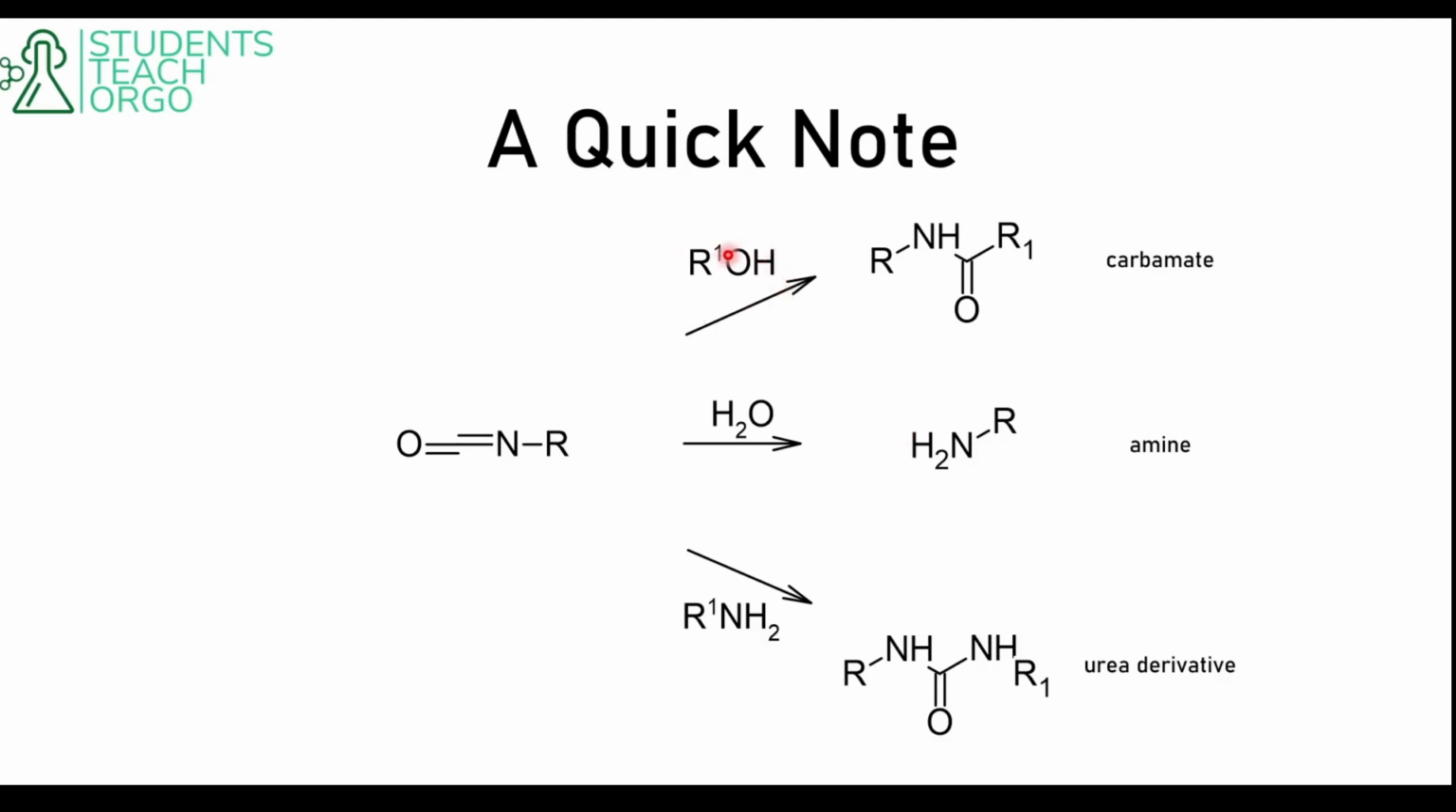If you do it with an alcohol like this, you will end up with a carbamate molecule, which we don't really talk a lot about in this course, but it's nice to know. And then if you treat it with a different primary amine, you end up with this urea derivative, where it's kind of like a double amide. You have nitrogens bound to a ketone on both sides, so that's a bit interesting.